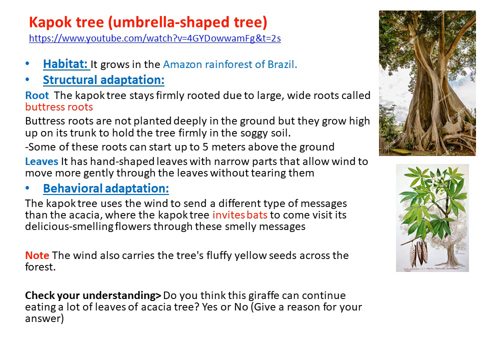And now a behavioral adaptation, and it is also a very amazing kind of behavior that the kapok tree does. It uses the wind to send a different type of message than the acacia. The kapok tree invites bats to come visit its delicious smelling flowers through these messages. So here it also sends messages like the acacia tree, but it's a different type of message. This message invites the bats.